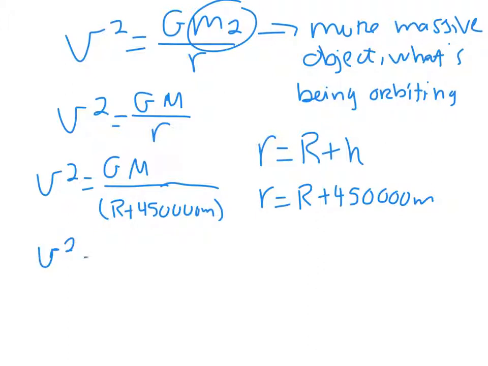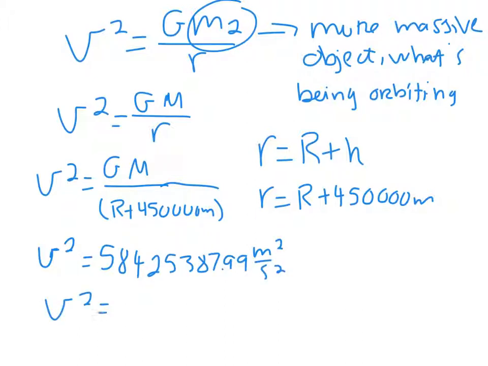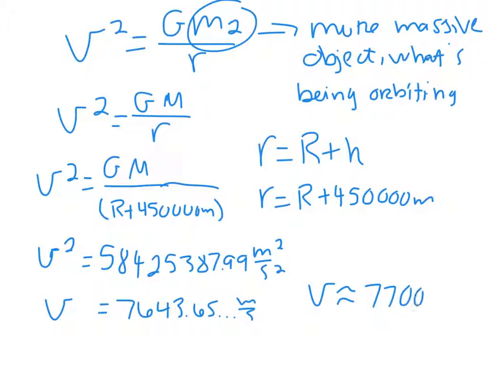v squared equals, this is a big number, 58,425,387.99 meters squared per second squared. Taking the square root of that for our speed, you should get 7643.65, keeps on going, meters per second. There should be no squared here. So how fast is the ISS orbiting? With 2 sig figs, this is going about 7,700 meters per second. That's pretty darn fast.